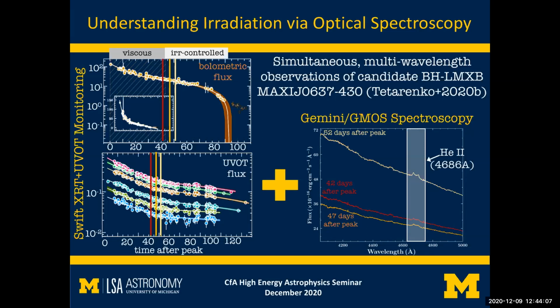In addition, we were also able to trigger the Gemini portion of our program, allowing us to obtain optical spectroscopic data simultaneously over 3 individual days of our Swift monitoring, covering the end of the viscous decay and transition in our light curve. The strongest feature we found in our optical spectra was our helium-2 4686 line. So what we decided to do was set out to find the expected existence of a correlation between our X-ray radiation heating the disk in J0637 and key properties of the helium-2 disk emission line that we find in our Gemini spectra.